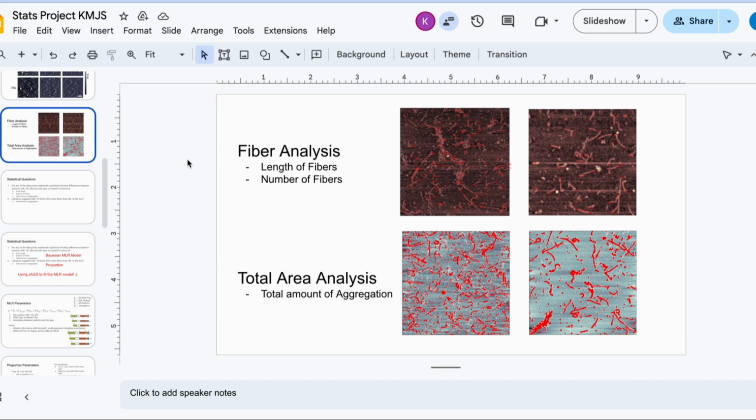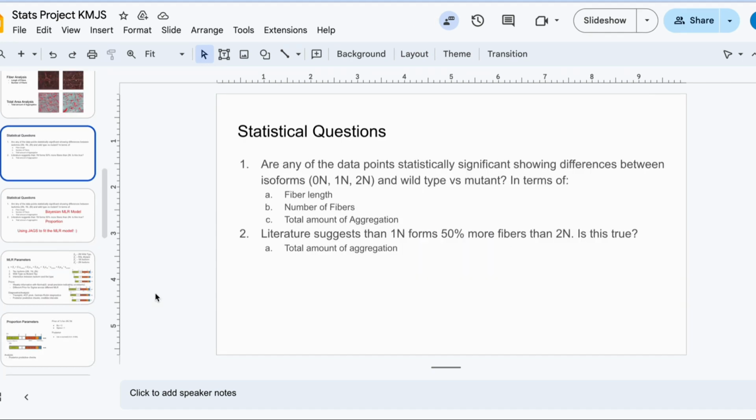The two questions that we wanted to answer for this project were, one, in terms of fiber length, number of fibers, and the total amount of aggregation, were there any data points statistically significant in showing the difference between isoforms and the wild type? And the second question was that literature suggests the isoform 1N forms 50% more fibers than isoform 2N, and we were wondering if that was true or not.